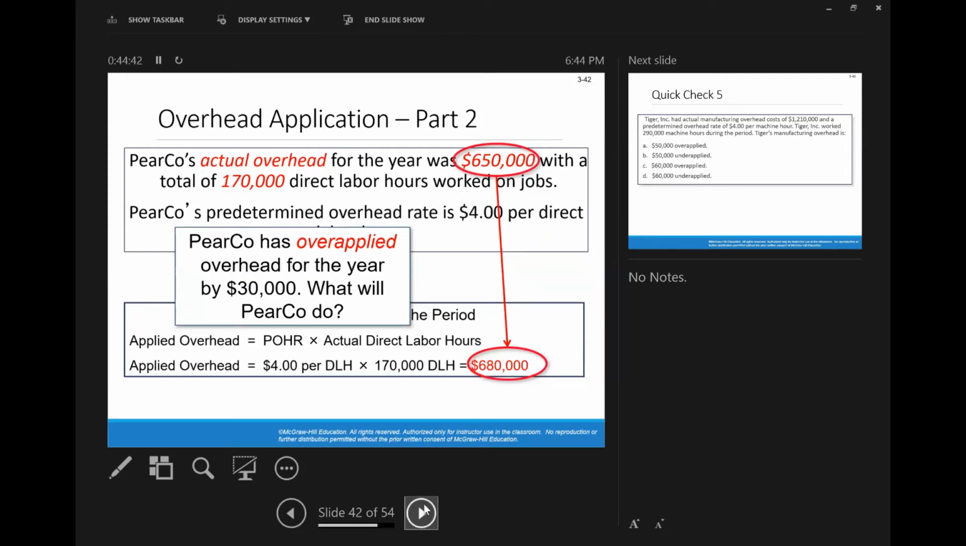It gives you the example. We're going to look at what we do with that $30,000. There are a couple of different things we can do, and we'll get there in a couple of slides.